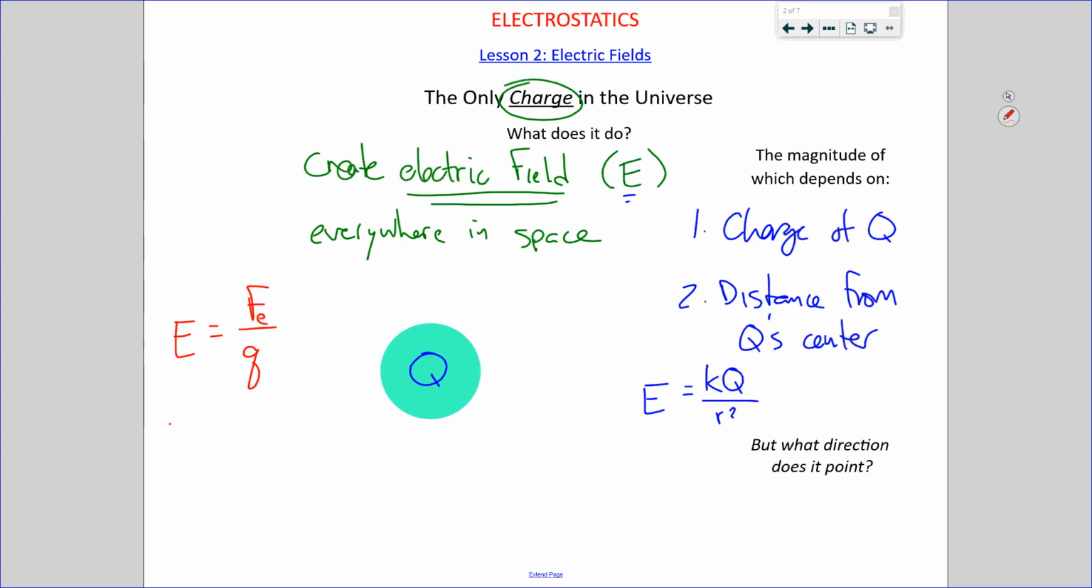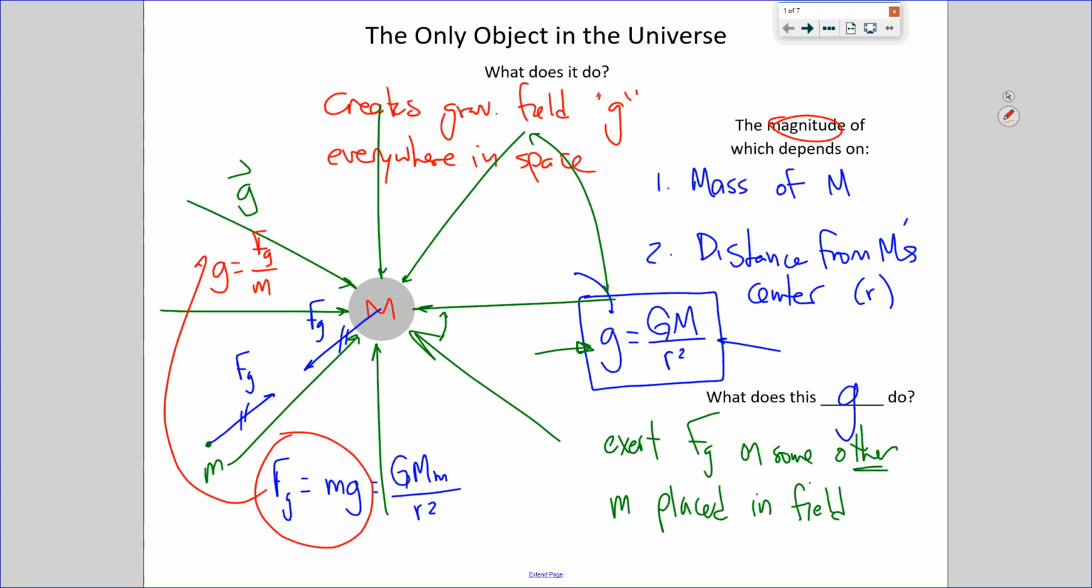And thus, we can say that, kind of like gravitational force is mg, here we say qE. So if we put a charge q at that location, that charge feels a force. That force depends on how much charge we put there and how strong the field is. Just like if we put this mass here, how much force does that mass feel? Well, it depends. How massive is that object? And how strong is the field that it's in?